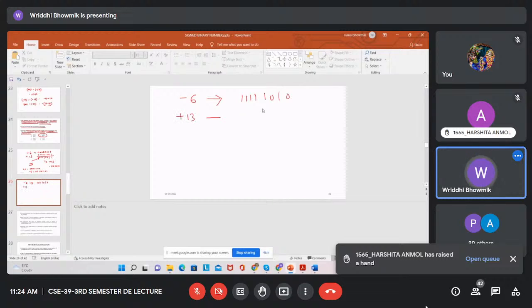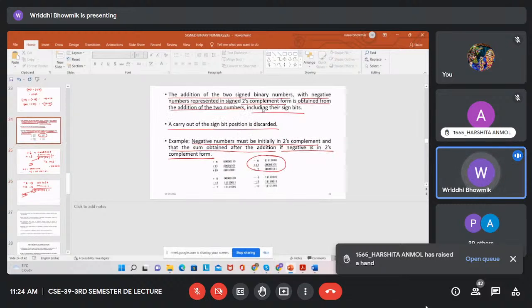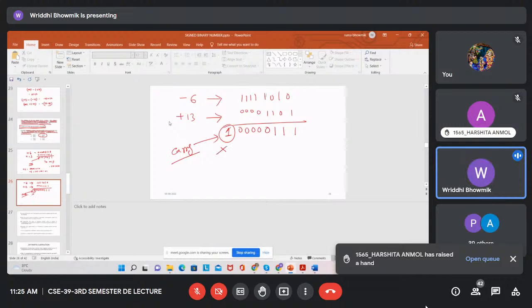And you have +13, right? 0, 0, 0, 0, 1, 1, 0, 1. Now just add. You have 0, then 1, then 1 carry, again 0, then again 0, 0, 0, 0, and you have 1 carry. So this is the carry, and here it is written that the carry out of the sign bit position is discarded. So I will discard this carry, and the final result is 0, 0, 0, 0, 0, 1, 1, 1. This gives you +7.